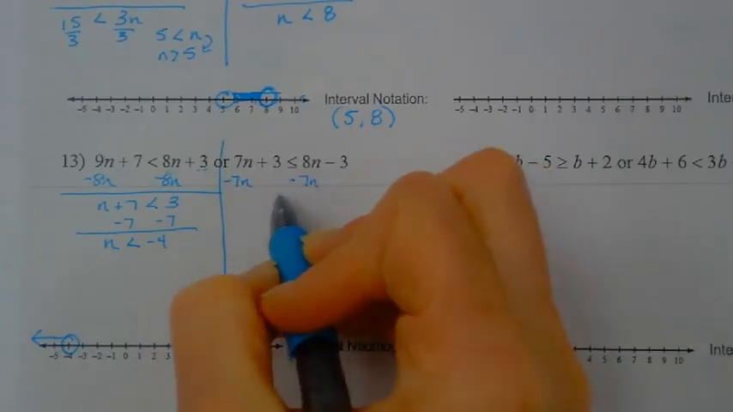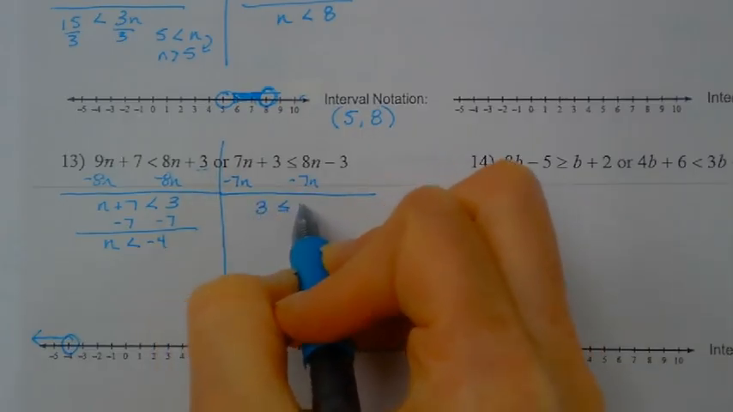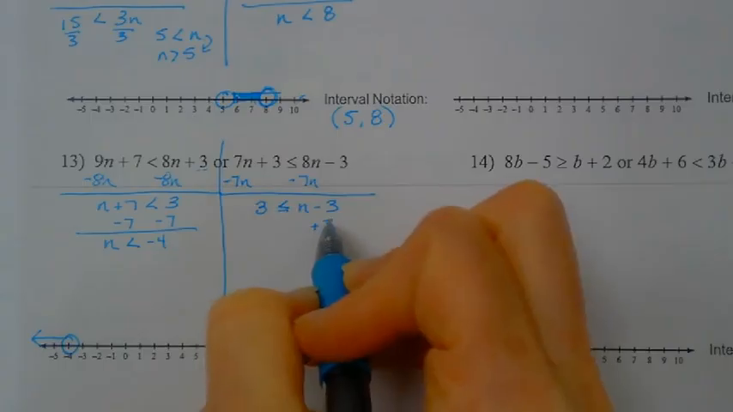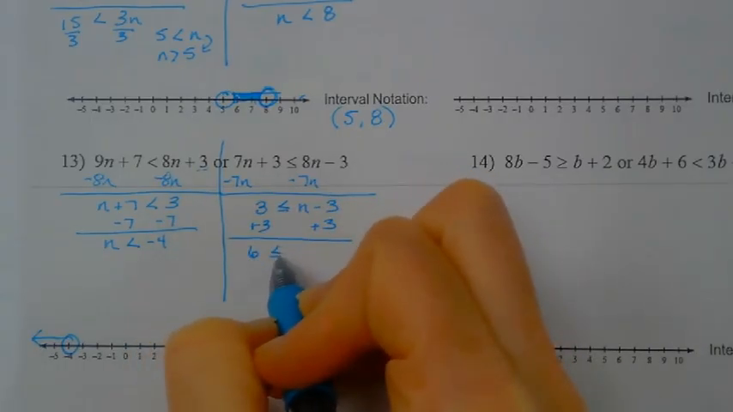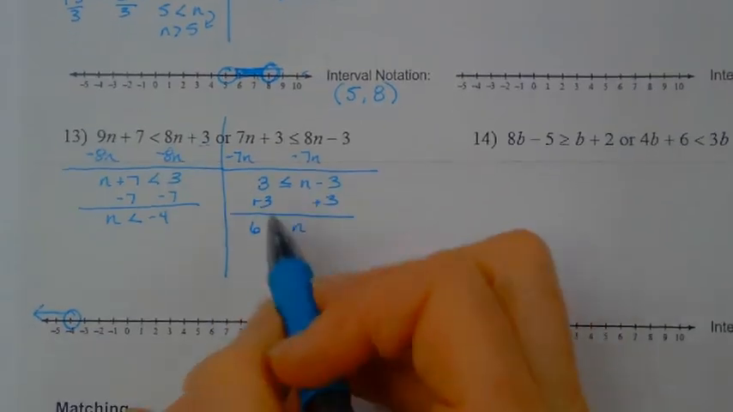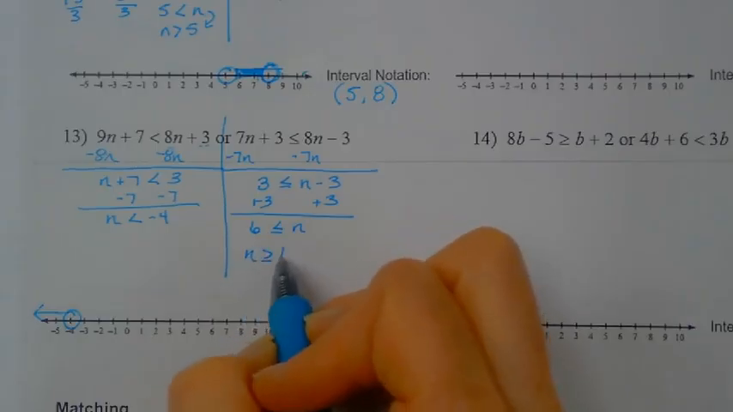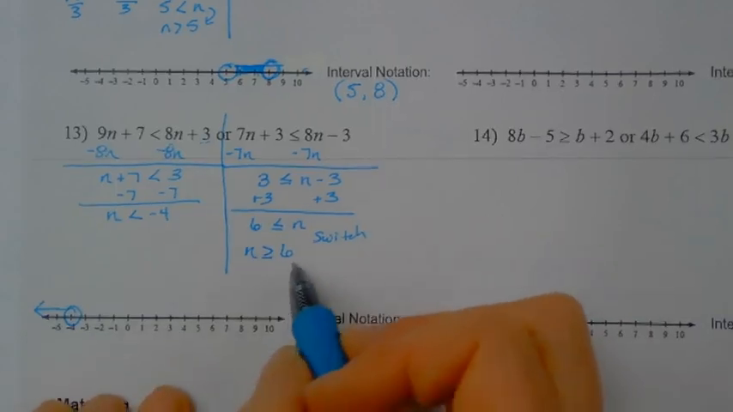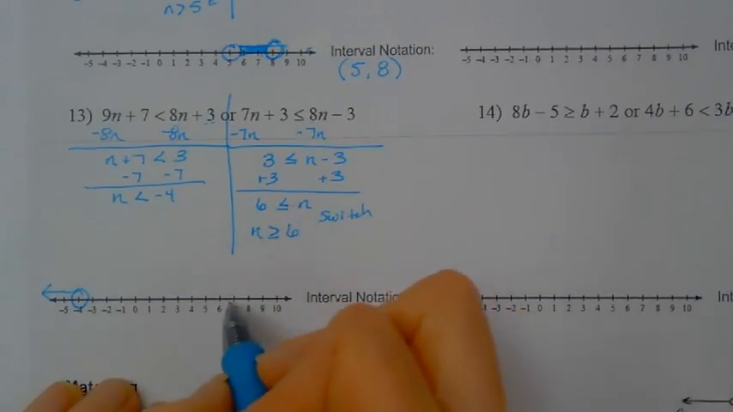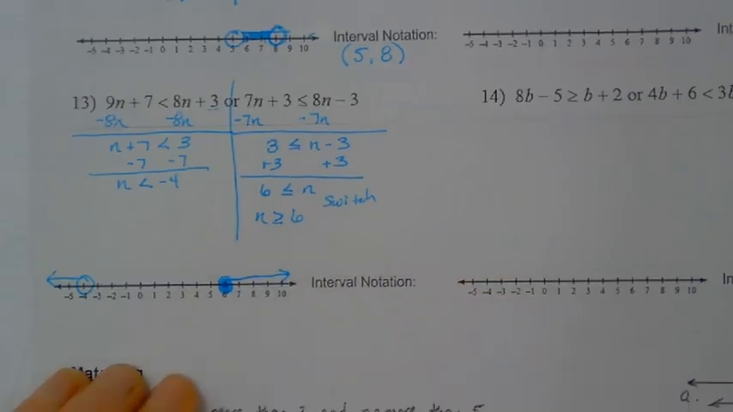And we get 3 is less than or equal to n minus 3. And we add 3, 6 is less than or equal to n. Okay, so I'm going to reverse this around so the variable is on the left. I like to do it in a graph. So I want all the numbers that are greater than or equal to 6. So I'm going to put a bubble on 6, fill it in, and I want all the numbers that are greater than or equal to that. So remember, when you have an OR, a lot of times the arrows go opposite directions.